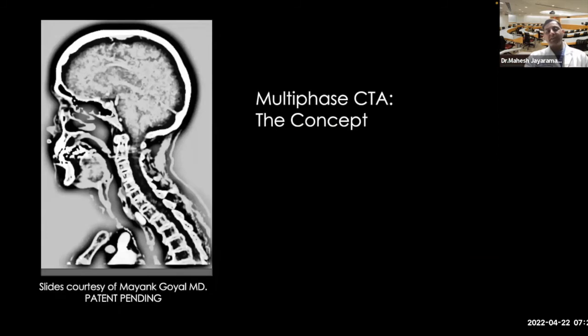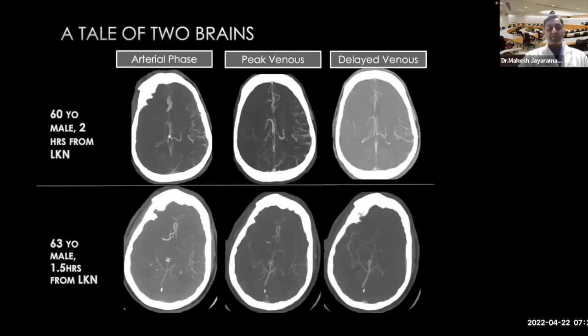We can take this one step further using a technique that was developed by Dr. Mayank Goyal and colleagues of multi-phase CTA. And here we do 2 additional phases through the brain. So we take an arterial phase image, a peak venous, and a delayed venous phase image through the brain. And the idea is that this can potentially help us differentiate.